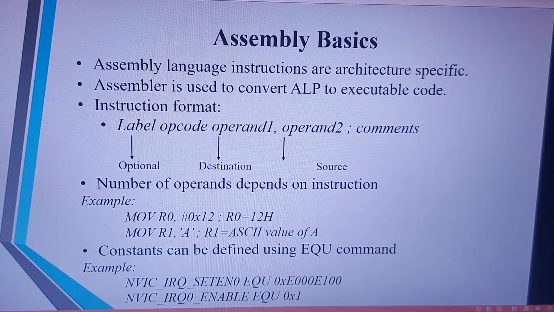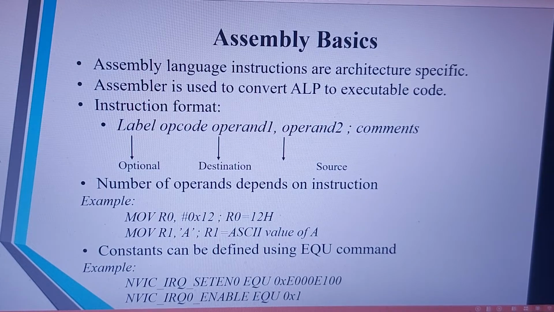If we see the next instruction, MOV R1, 'A', where A is given in single quotes. When we give a character in single quotes, the ASCII value of that character is transferred to the register which is mentioned. Here, the ASCII value of A is transferred to register R1.